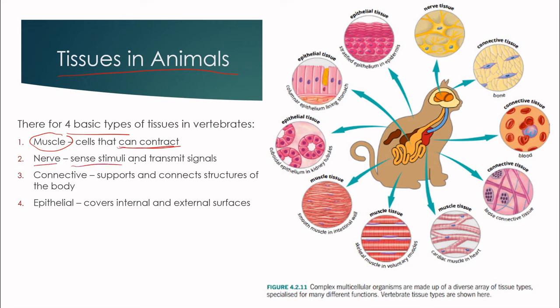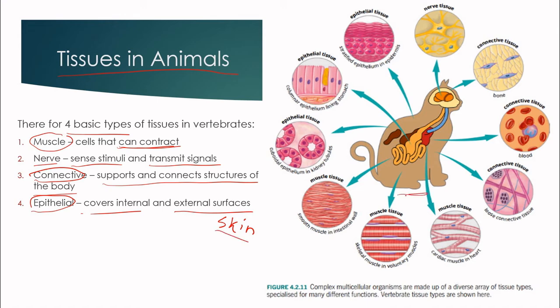Nerve cells, they'll sense stimuli. If it's a sensory neuron, they can transmit signals around the nervous system. Connective tissues, they'll support and connect structures of the body, so ligaments and muscles and tendons, for instance. And you've also got your epithelial cells, which we've mentioned before, which just cover internal and external surfaces such as skin. But it's basically the cells that meet the external environment, and that could be within your throat, for instance. It could be externally, like we've already said here, your skin.